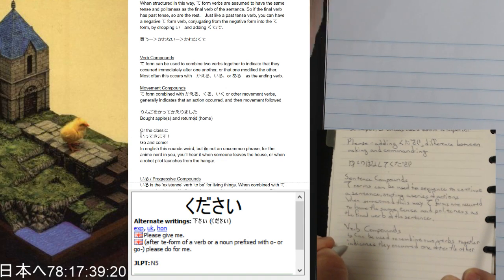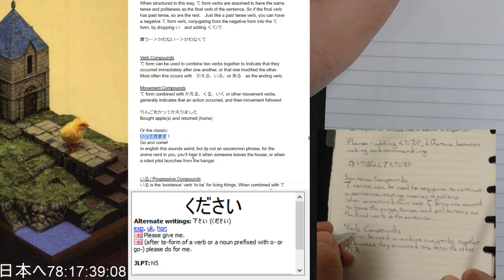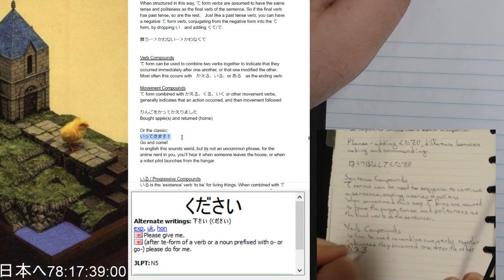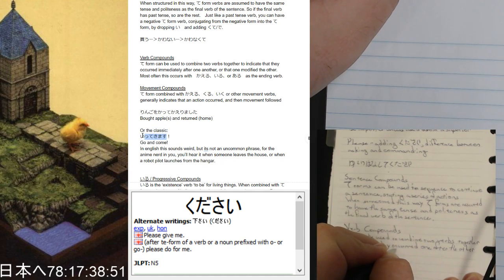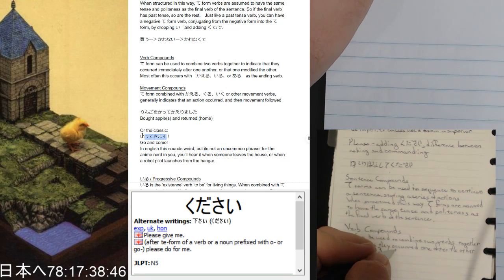Or there's a classic that you'll see in anime, when the kid leaves for school, or when the robot pilot launches from their hangar. Itekimasu. Go and come. Ite, like iku in te form, and kimasu as in kuru. Itekimasu. Go and come. They're going to go out into the world, and they're going to come back.